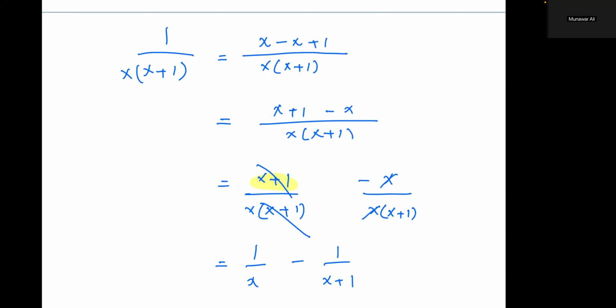Yeah. What if we do x plus 1 plus x? Wouldn't that also cancel out x on the right side and leave you with plus 1 over x plus 1? So you'd have 1 over x plus 1 over x plus 1.